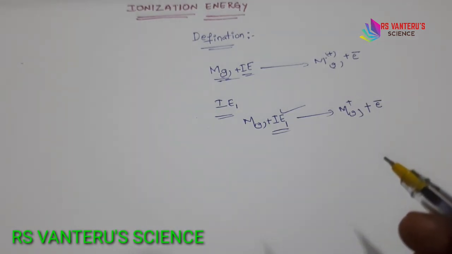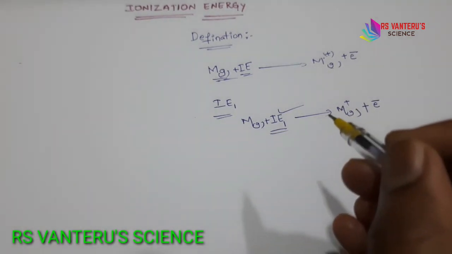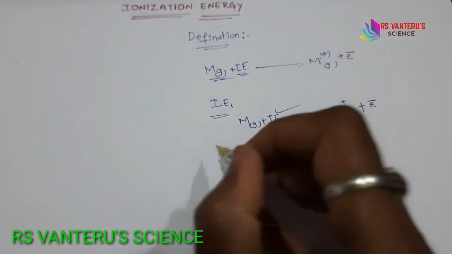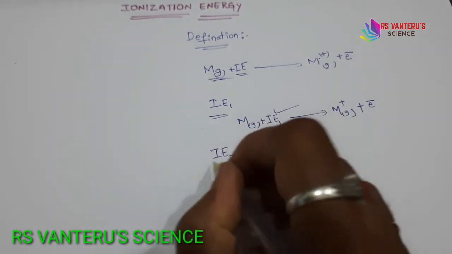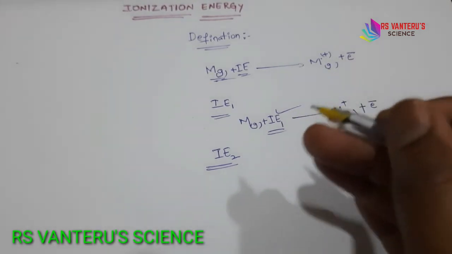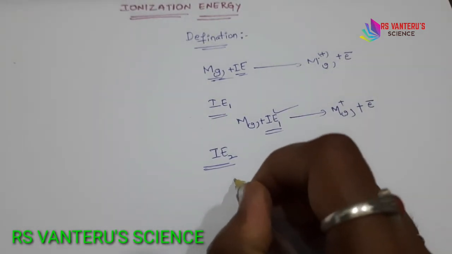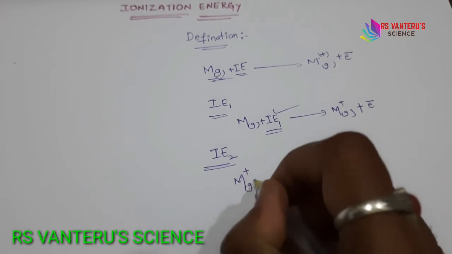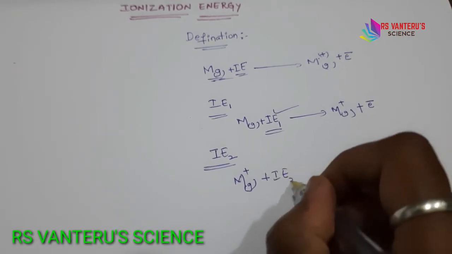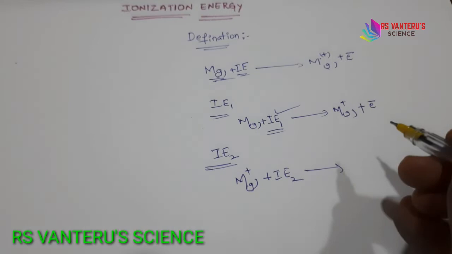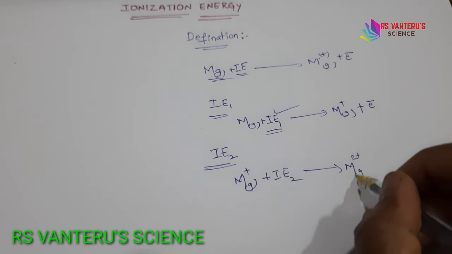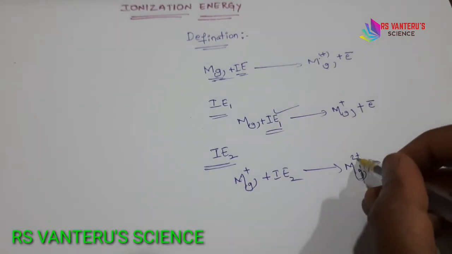And next one, second ionization energy. What is second ionization energy? IE2, second ionization energy. The energy required to remove an electron from the unipositive ion of the element is called second ionization energy. This is the dipositive ion.